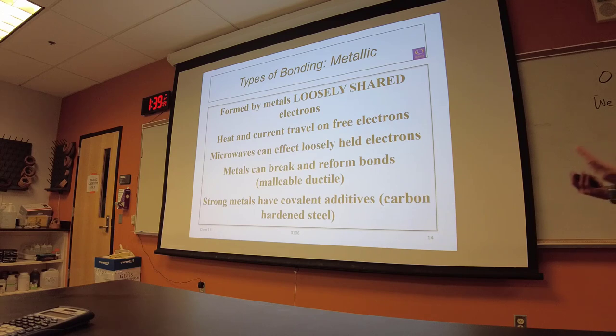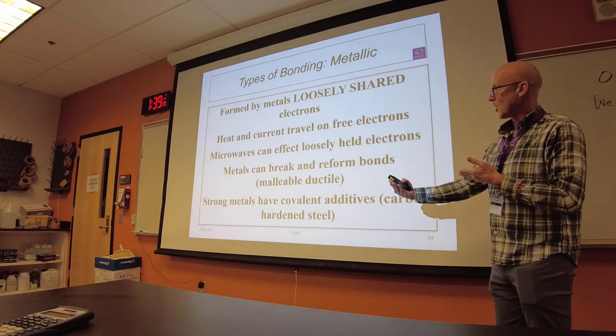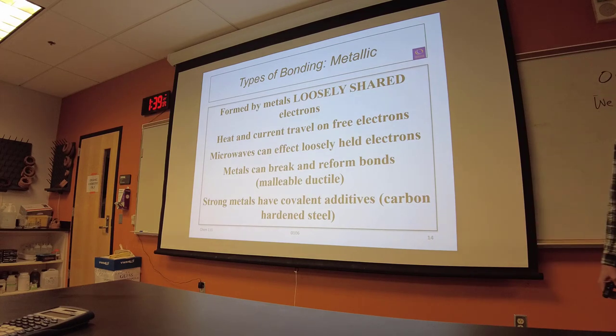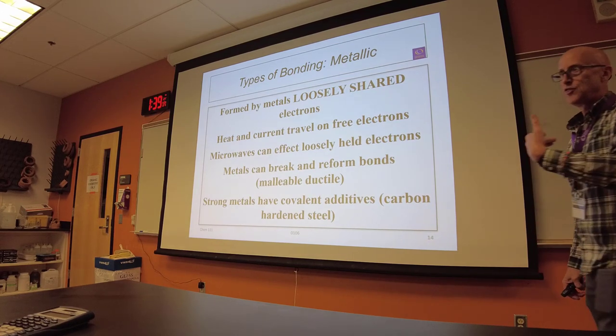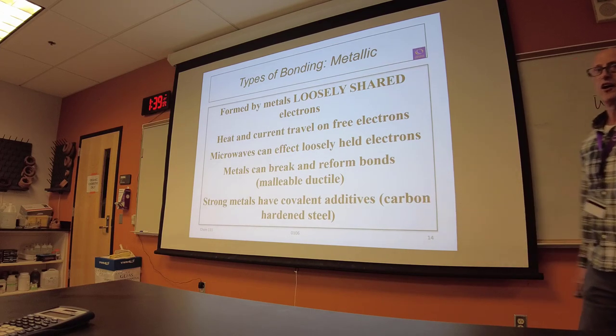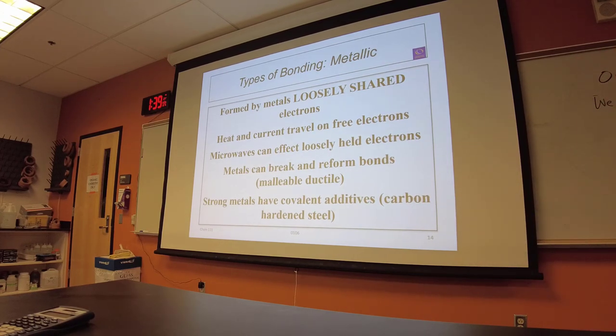Strong metals, what I think of is iron structure, steel, bronze. Those are terms that just mean they're normal metals that are facilitated or strengthened by something else, covalent. And that's it for these.